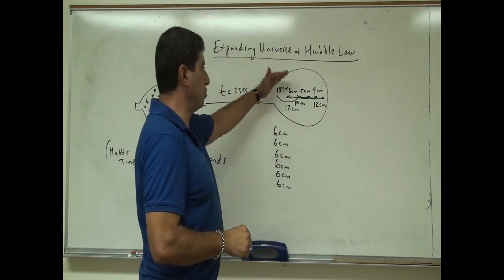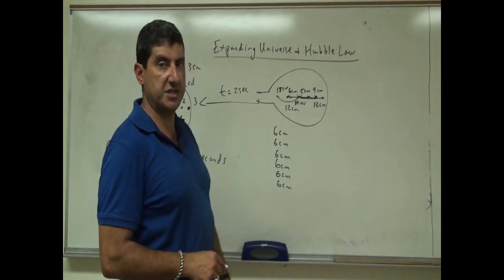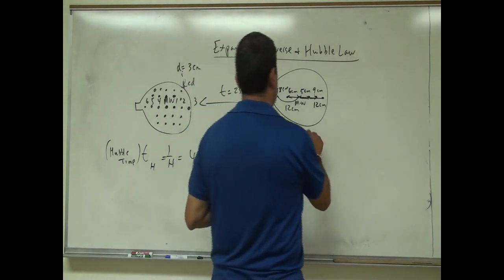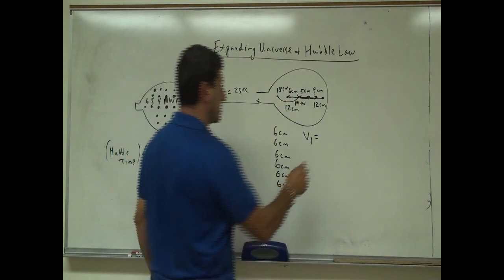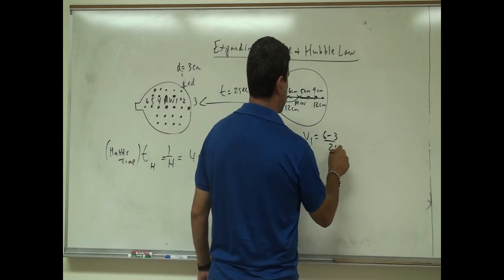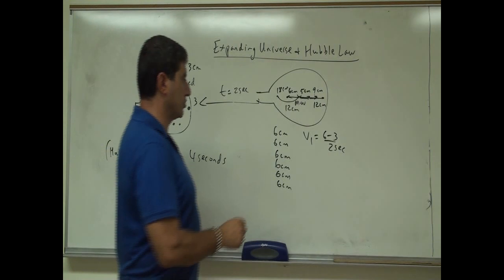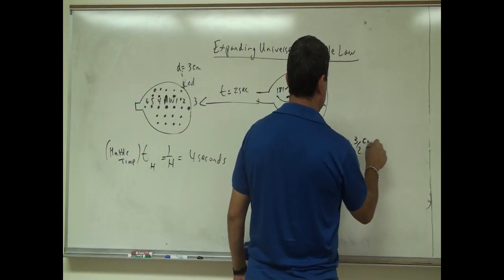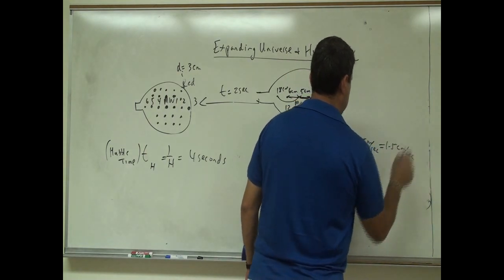And I say, okay, if the universe expands homogeneously, now their distances between each other is 6. So now we can say, what is the velocity of galaxy number 1? So its original distance was 3, now it's 6, so 6 minus 3 over 2 seconds. So let's assume the time period is double the time period. So then I'm going to get here 3 over 2 centimeters per second. So 1.5 centimeters per second.